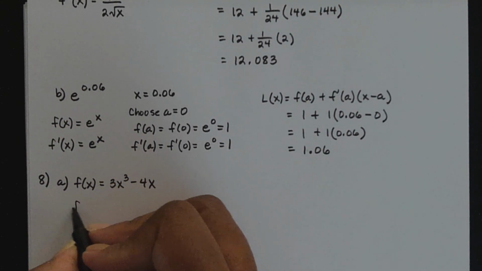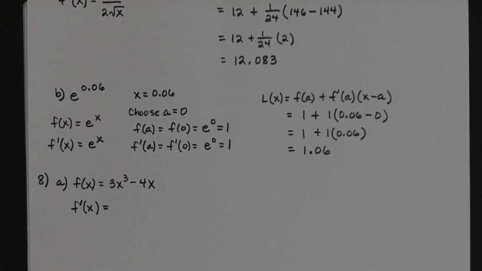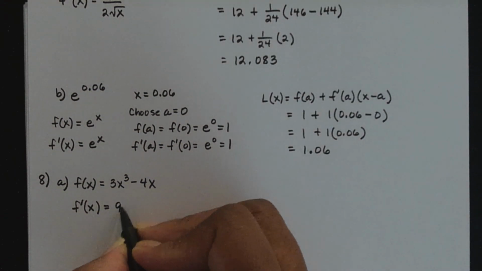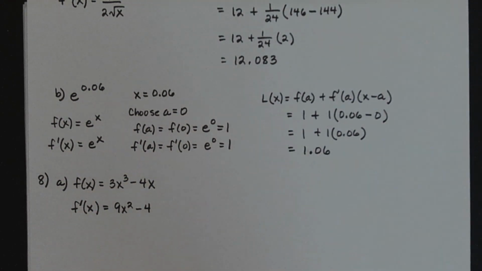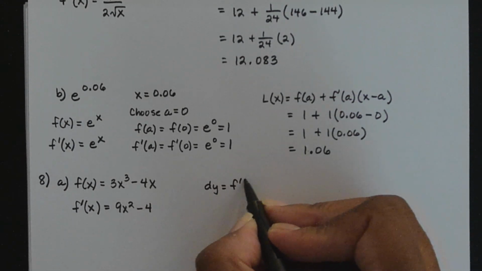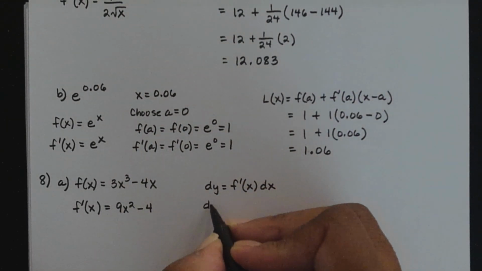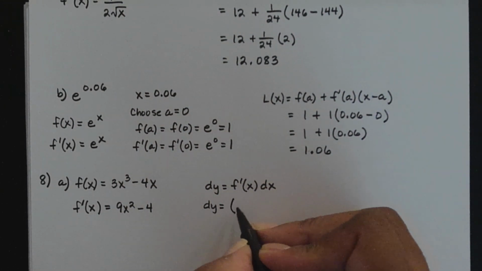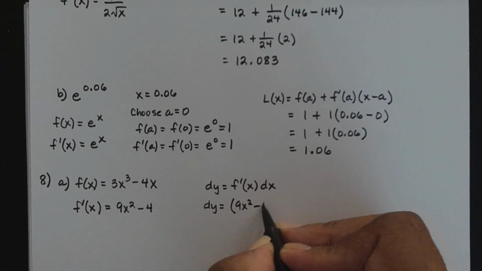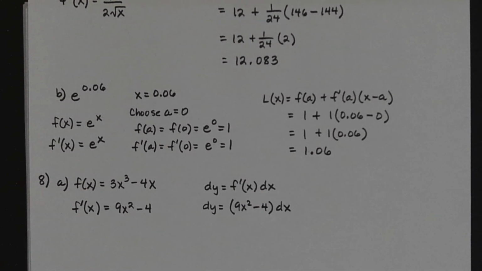Okay. So f prime of x, what would f prime of x be? 9x squared minus 4. And then we write that in the form of dy is equal to f prime of x dx. So we just bring down the dy, and that's equal to f prime of x, that's just 9x squared minus 4. I'm putting that in parentheses, dx. That's all there is to it. So these should not be a problem.